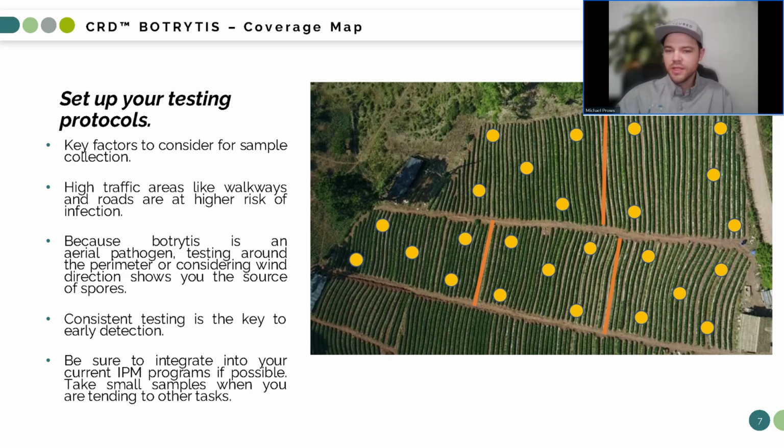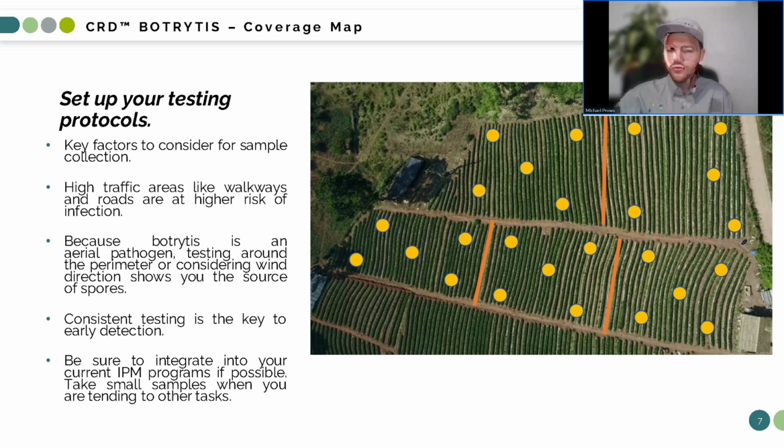These yellow dots were taken over about an acre of land. In a greenhouse, 2,000 to 3,000 square feet of space, a similar grid can be set up. And it really gives you a detailed map of what's going on, where the infection's coming from, and how you can manage that a little bit better.